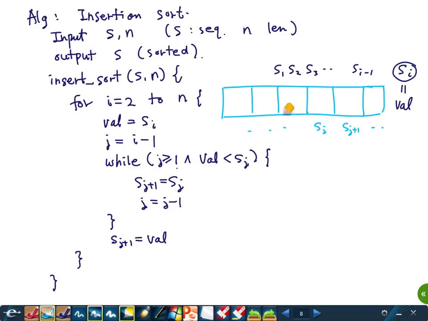So in this case, what does this mean? This means the number written over here, somewhere here, will now be going to the next box. Okay? Move this number to the next, and then decrease j by 1. J equals j minus 1 means update j by j minus 1. All right?